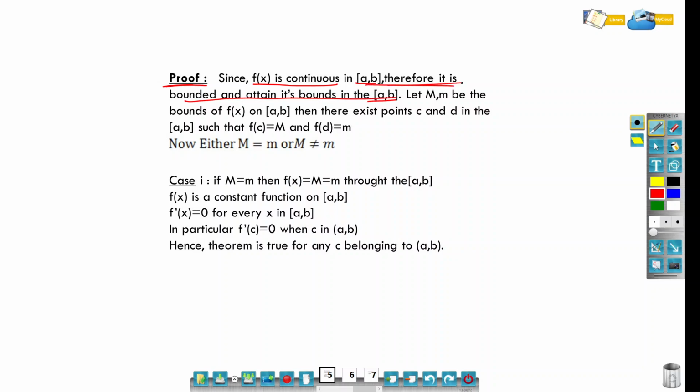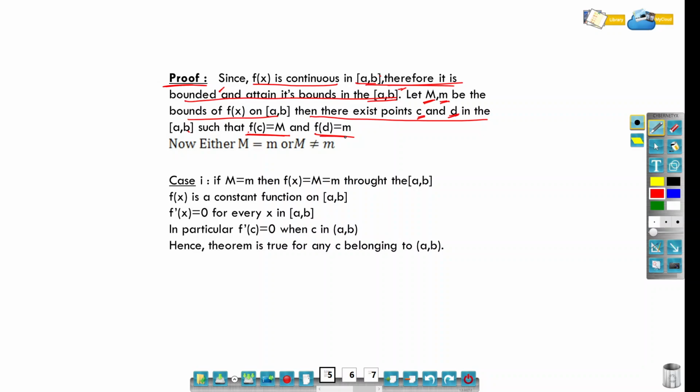This is one theorem for continuity. If a function is continuous in the closed interval, then it is bounded as well as it attains its bounds in the interval. If it attains its bounds, let us consider capital M and small m to be its bounds. Then there exist two points c and d in the closed interval [a, b] such that f(c) = M, f(d) = m.